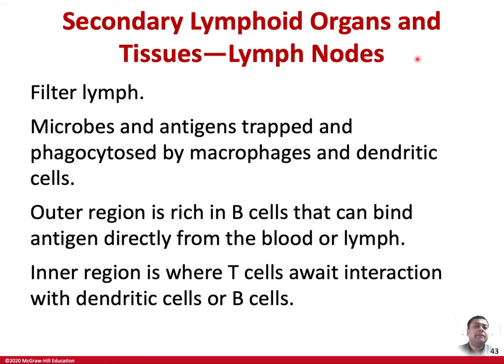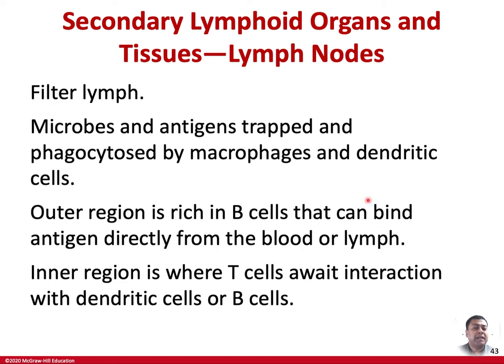The other secondary lymphoid organs include the lymph nodes, which also filter the lymph. Microbes and antigen are trapped and phagocytosed by macrophages and dendritic cells. The interesting part is that we're going to look at a picture in a second. The outer region is rich in B cells that can bind to the antigen directly from the blood or lymph, and the inner region is where the T cells await the interaction with the dendritic cells or the B cells.